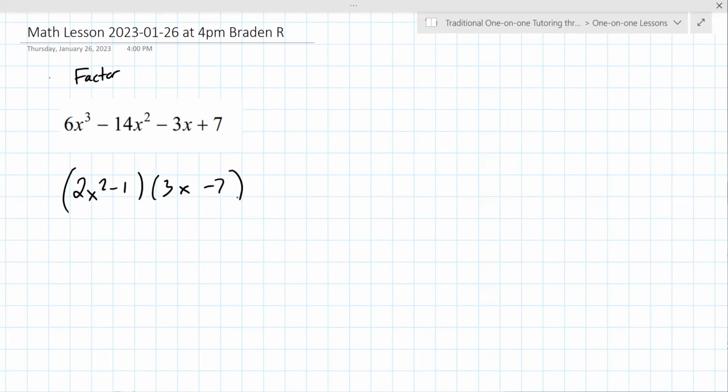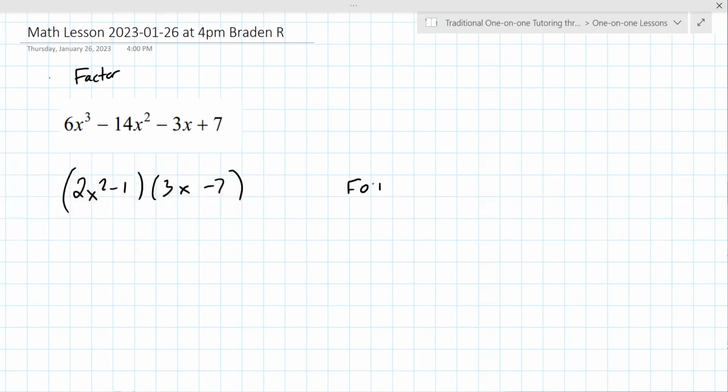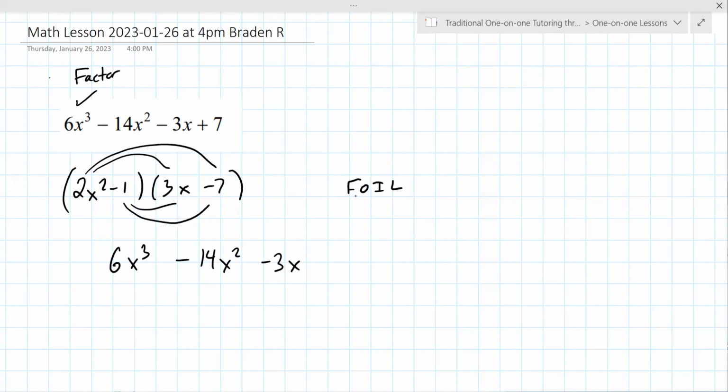Okay, so one way we can check, and we'll do it here because it looks like your teacher might ask you something like this, is we're gonna FOIL this or simplify this. So it's the first times the first, that's 6x cubed. Then minus 14x squared, that's the O. Minus 3x, that's the I. Minus 1 times minus 7 is positive 7. So yes, that is correct.